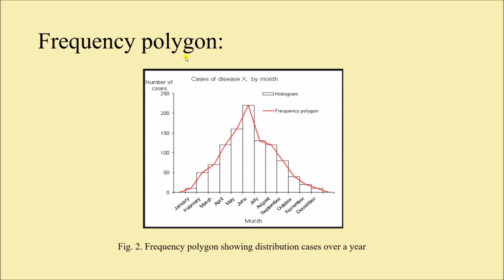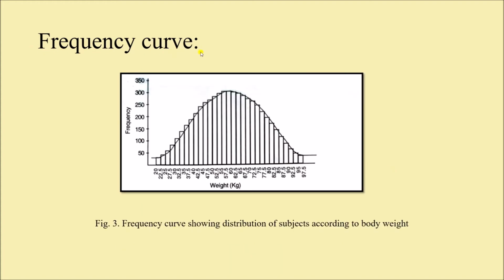Frequency polygon: poly means multiple and gon means angle. So we have many angles in this shape. Here is an angle, here is an angle, here is an angle, there is another angle, here is one, like this. Now frequency polygon can be converted into frequency curve.